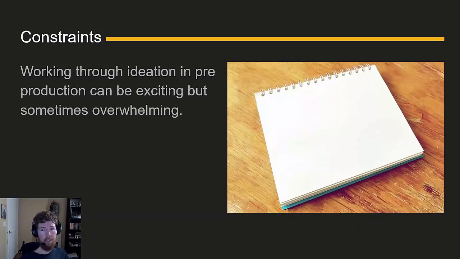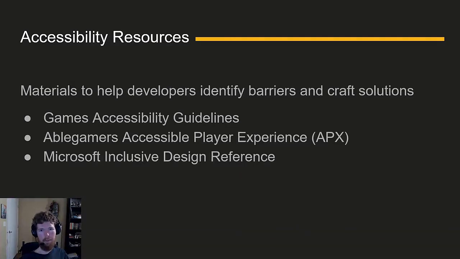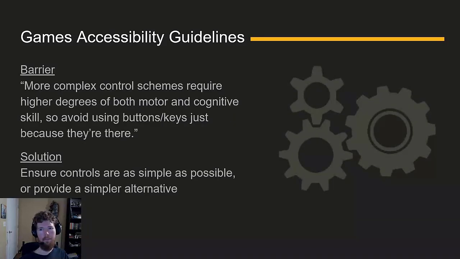So where can we find some helpful constraints? In accessibility resources, such as the Games Accessibility Guidelines, the Able Gamers Accessible Player Experience, or the Microsoft Inclusive Design Reference. So first off, the Games Accessibility Guidelines. This is a great introductory resource.